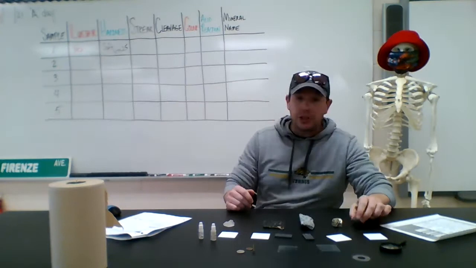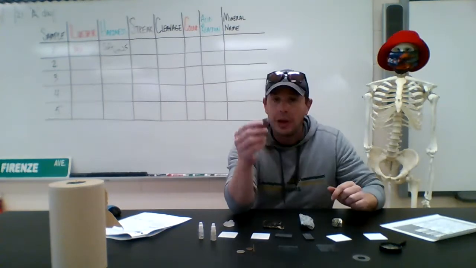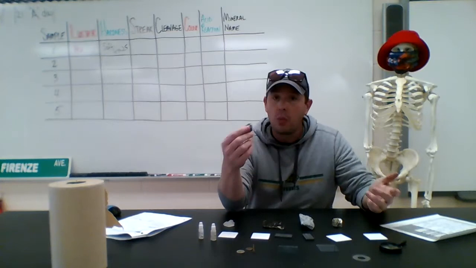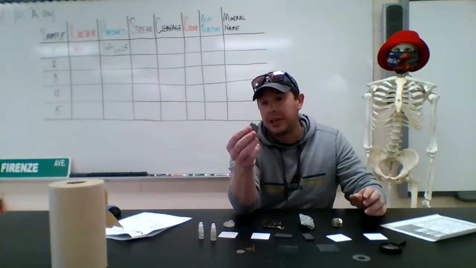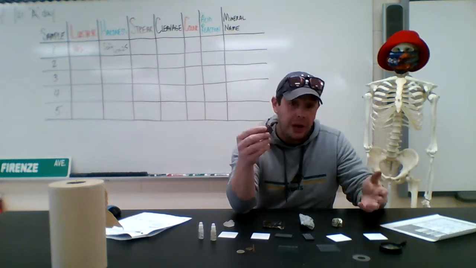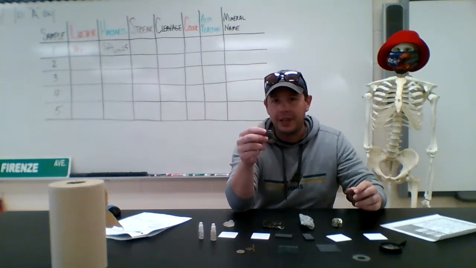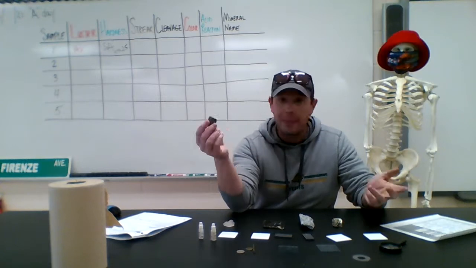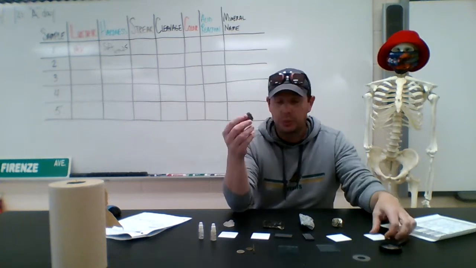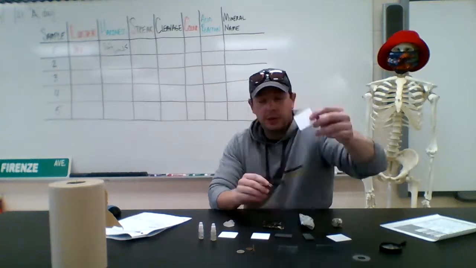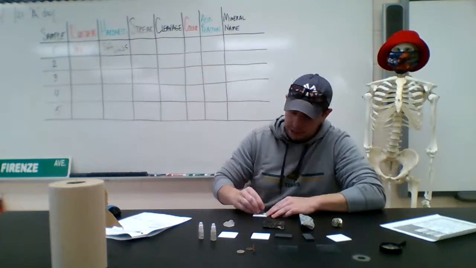Next test is our streak test. When I scrape this on a streak plate, what color does it look like? You would think that because it's gray and black, the powder left behind would always be gray and black. That's not always the case. Sometimes something will look black, and you'll streak it, and it will come out red. It will come out all funky colors. So it's pretty interesting. I'm going to go ahead. I've got a nice, brand new streak plate. I'm going to take my mineral.